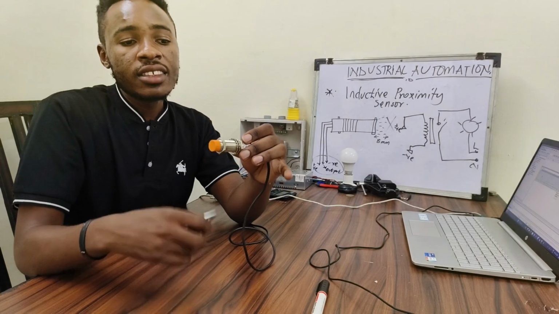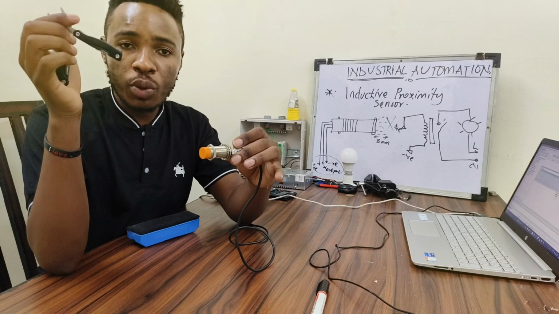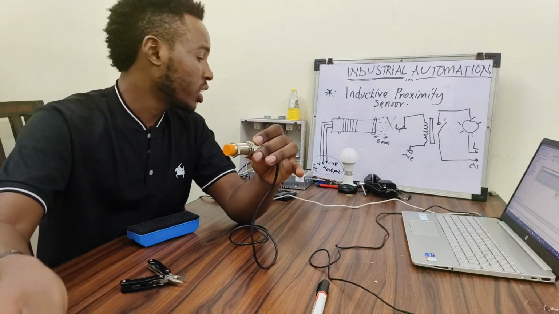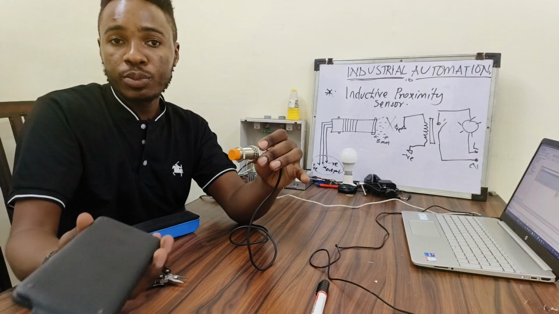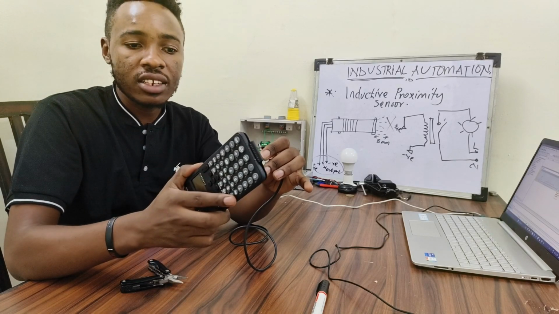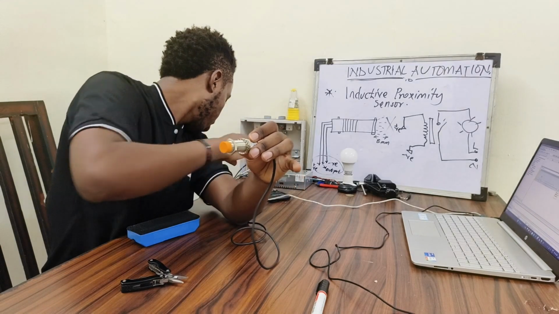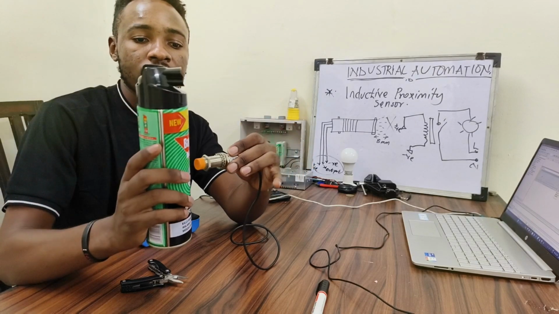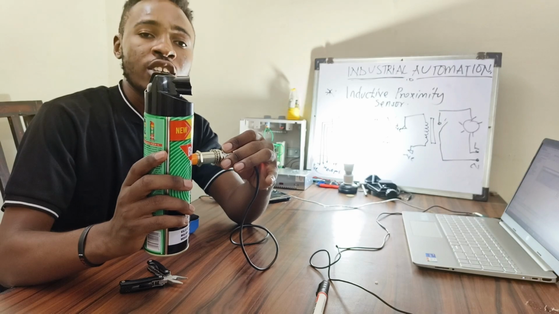As I said, this inductive proximity sensor is only going to work with objects that are ferromagnetic. So if I bring any object, let's say I bring this calculator, I expect it not to be ferromagnetic. When I bring it closer, nothing happens. Nothing will happen. So if I bring this can, I expect it to be ferromagnetic. It's going to react to it. It's reacting to it. So what does it mean?